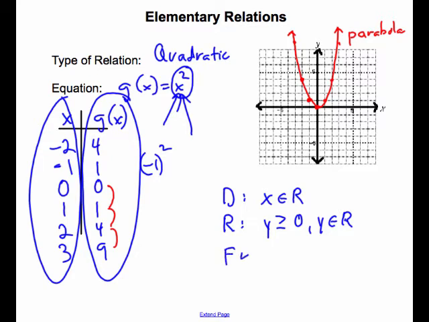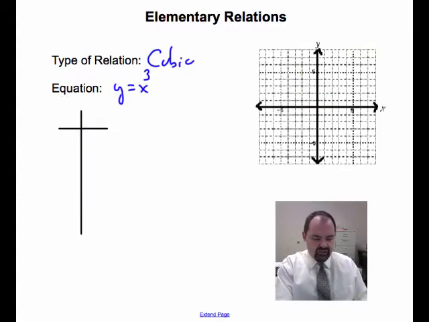And is it a function? Yes, because it passes the vertical line test. Each x has one value of y. Our third type of relation is a cubic.